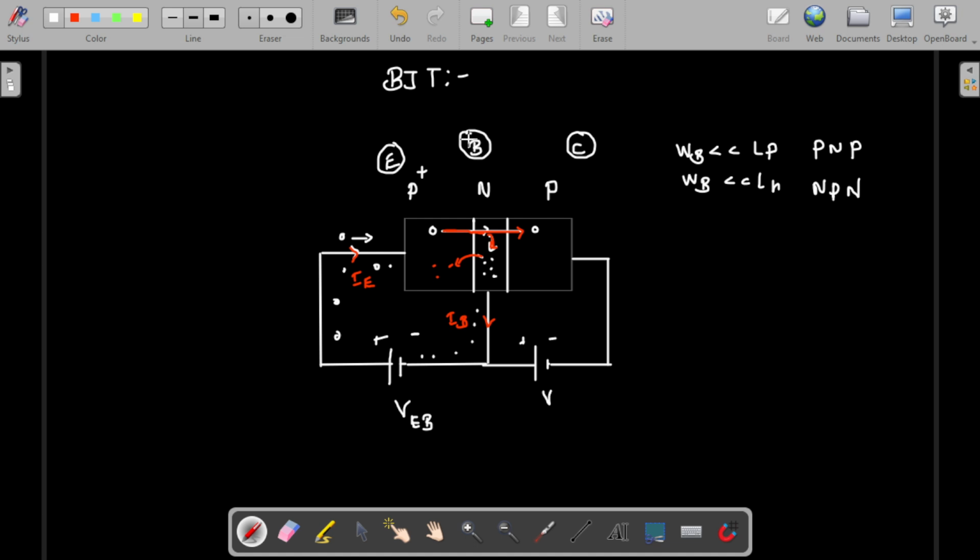V, positive is connected to B, negative to C. So VBC. Okay, so we are naming based upon the configuration, which region the terminal is connected to. I hope this is understood for now. So let me take a blue pen here.